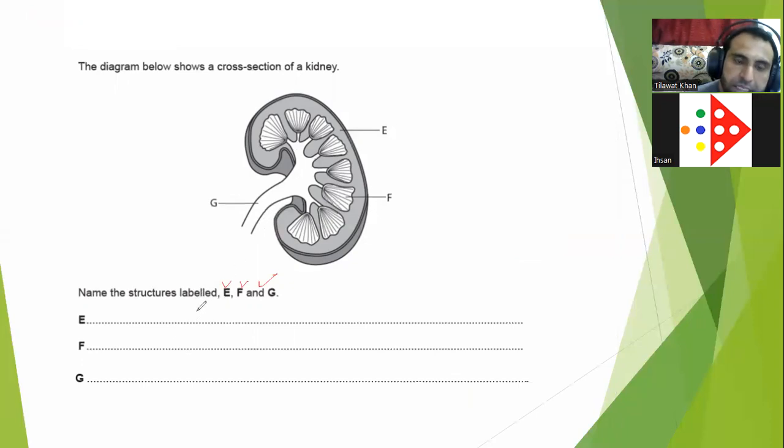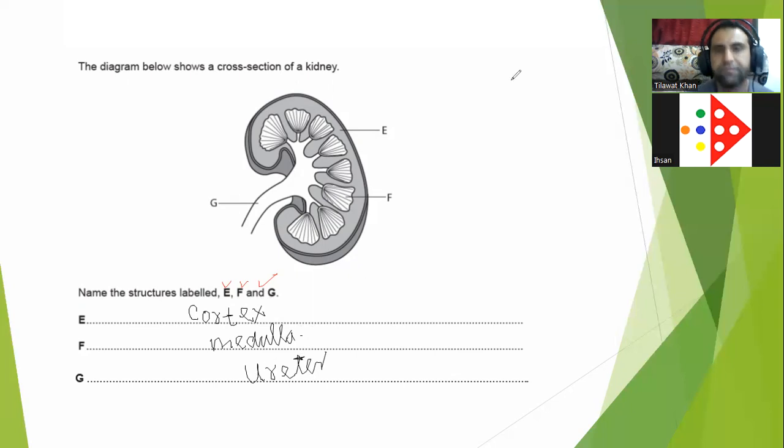So E is cortex, right? Good. What is F, please? Medulla, right? Good. G, please. Urethra, right? Good. This is the kidney structure, right? What is there in the medulla?